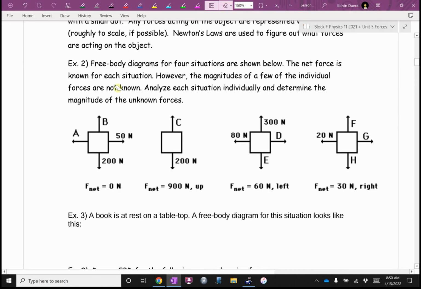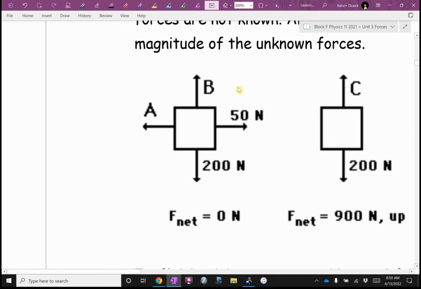Let me give you an example. Free body diagrams for 4 situations are shown below. The net force is known for each situation, but the magnitudes of some of the individual forces are missing. I'll zoom in on this first one here. I'll show you how we'll do this.